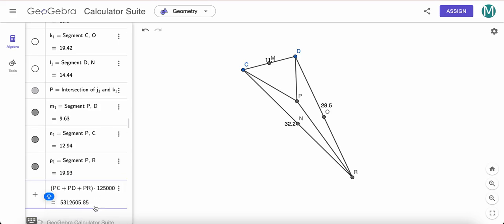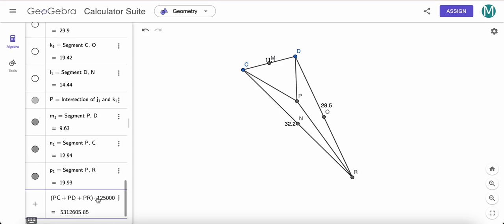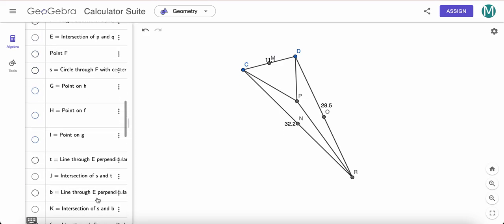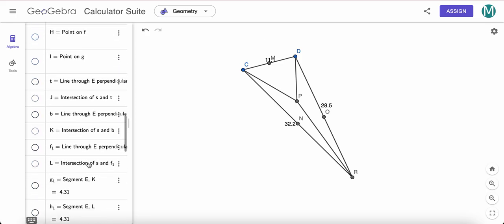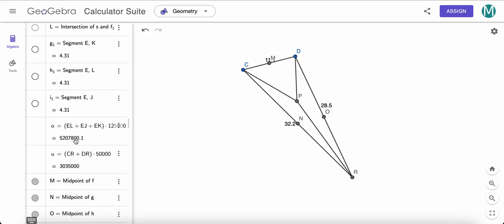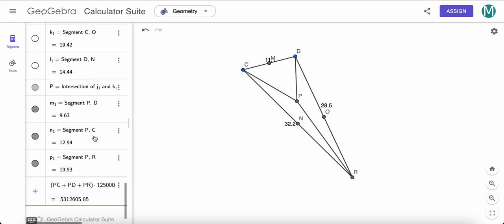According to the first two, the circumcenter is more than 6 million. The one located at the incenter is like 5 million, like 5,200,000. Let's see here. Yeah, it's something like that. So it's not bad, and this one is not cheaper, but this is another option.